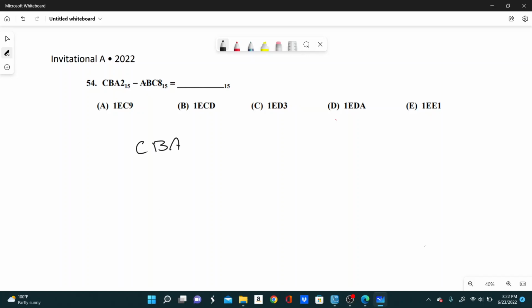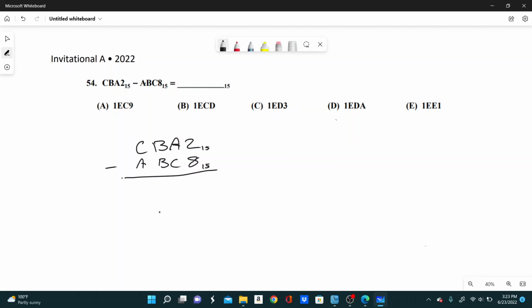So, if I have CBA2 minus ABC8, and these are all in base 15, then I can just do it like I do in base 10, except for one small thing. When I'm borrowing, instead of borrowing amounts of 10, I'm actually borrowing amounts of 15. So, for example, right away with our ones place, we have 2 minus 8, and obviously we can't do that. So we're going to have to borrow from our tens place, or our 15s place, depending on how you look at it.